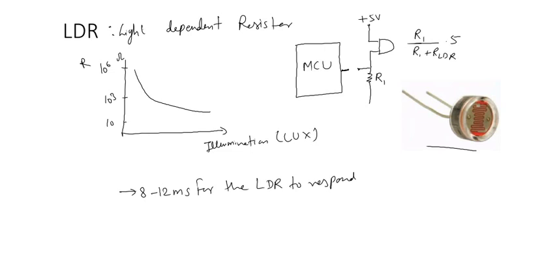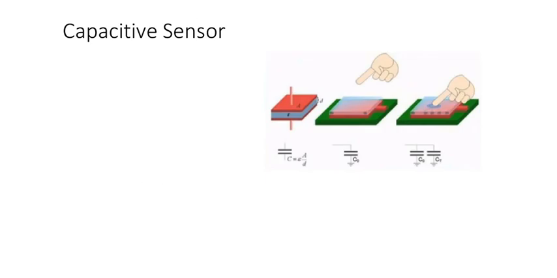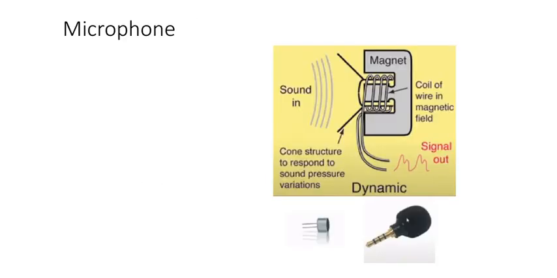Now the next sensor is the microphone. The microphone is also an electroacoustic sensor, and it is the opposite of a speaker. In a speaker, your electrical signal is converted to sound. Here it is opposite: we are speaking and our sound is converted to an electrical signal.